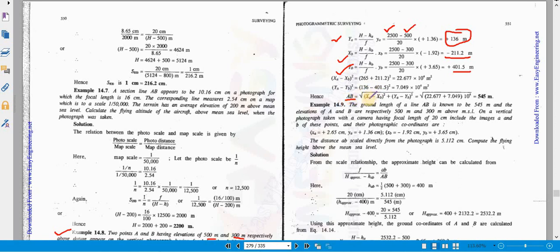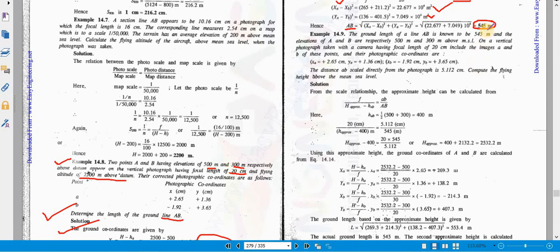After this we will calculate the distance. In order to calculate the distance, we have to use this formula, XA minus XB the whole square plus YA minus YB the whole square. So XA minus XB is coming out to be this value, and then YA minus YB the whole square is coming out to be this value. And if you take the square root of these two terms, you will get the value as 545. So actually on the ground the total distance between A and B is 545.